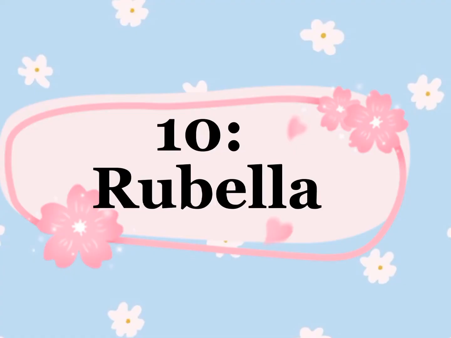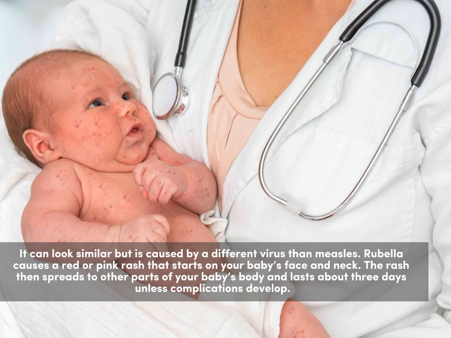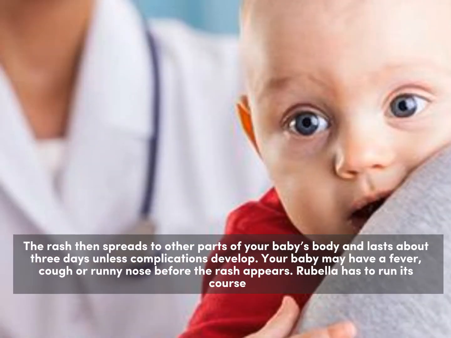10. Rubella. It can look similar but is caused by a different virus than measles. Rubella causes a red or pink rash that starts on your baby's face and neck. The rash then spreads to other parts of your baby's body and lasts about 3 days unless complications develop. Your baby may have a fever, cough, or runny nose before the rash appears. Rubella has to run its course.